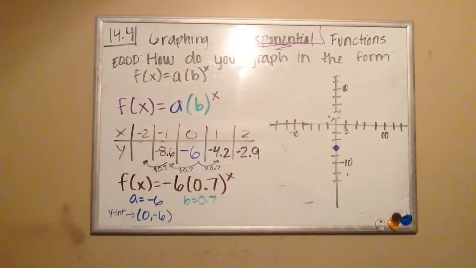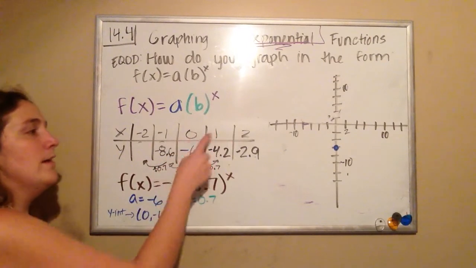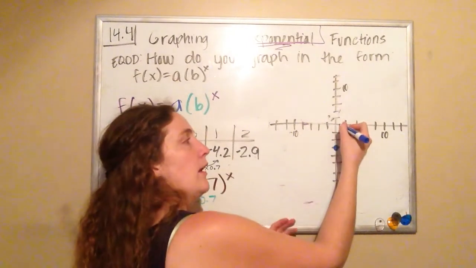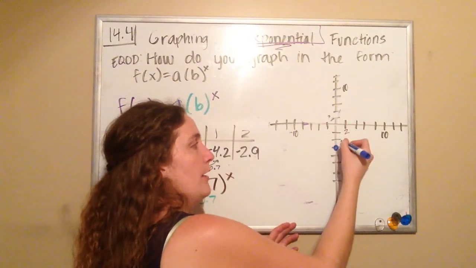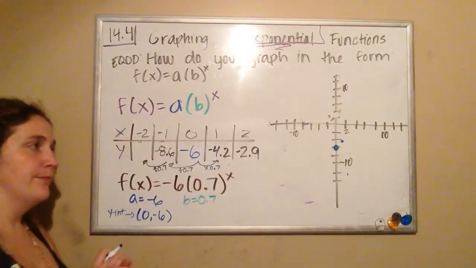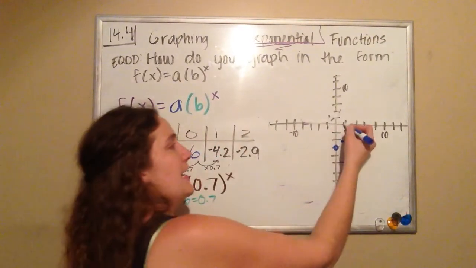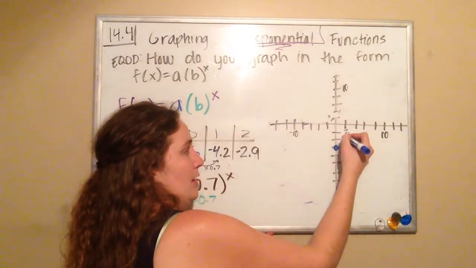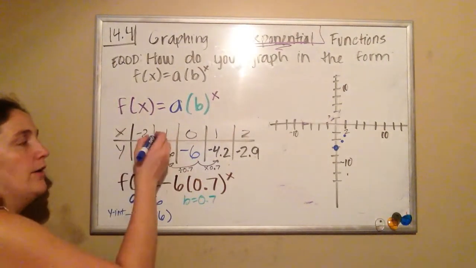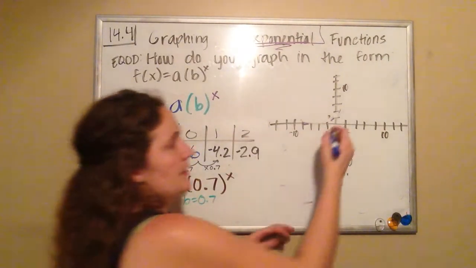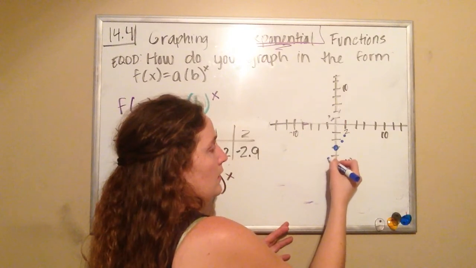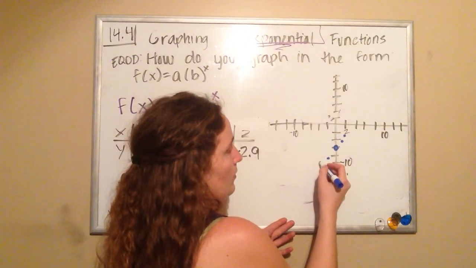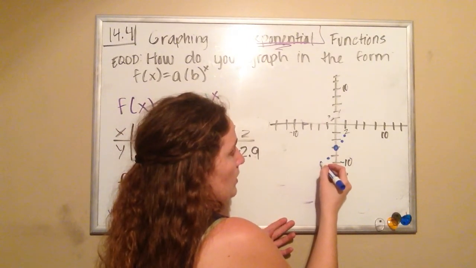Alright? And then let's graph it. So we've got some coordinate points. So 1, -4.2, which means just a little bit past 4. 2, -2.9, I mean, that's almost 3, so -3 basically. Right? -1, -8.6, and that would be about right there.